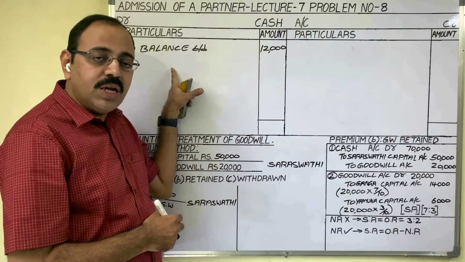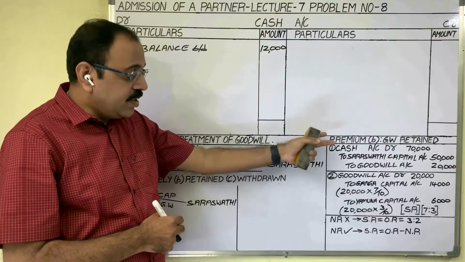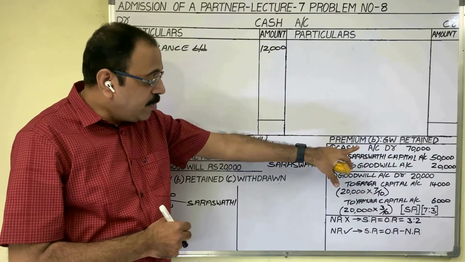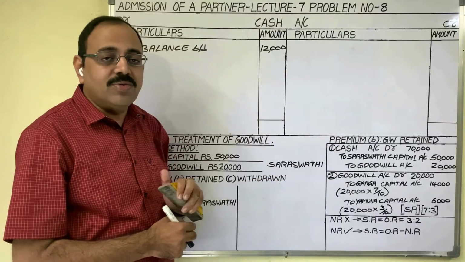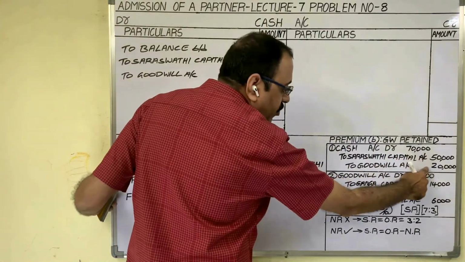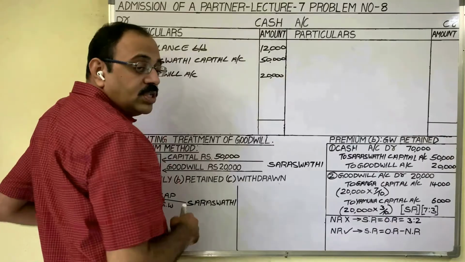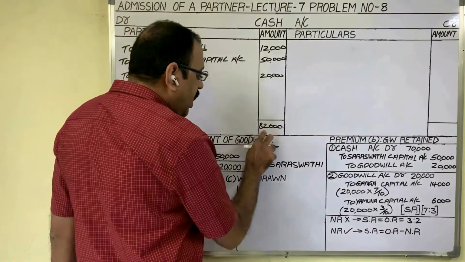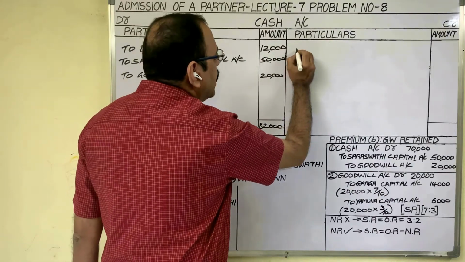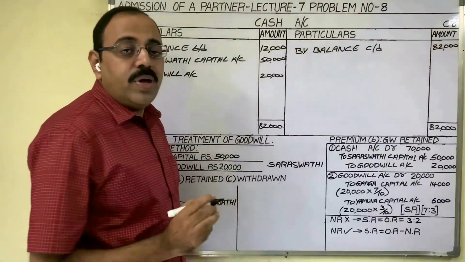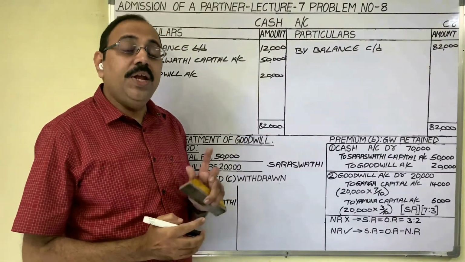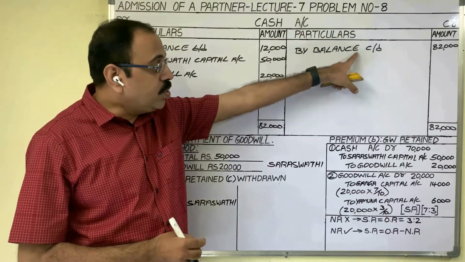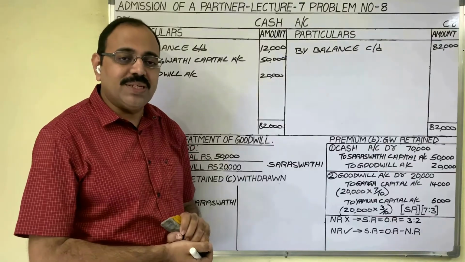What to write in the particulars column? On the other side, the credit side, account names we should write: To Saraswati capital account, to goodwill account. Amounts 50,000, 20,000. On the credit side no amounts are there. Therefore, the debit total you have to write first. The same amount appears as balance carried down. Put the total. So the cash account is completed. In the new balance sheet under the asset side, as cash balance you have to show this amount, 82,000 rupees.